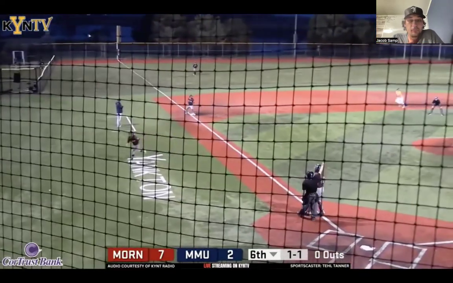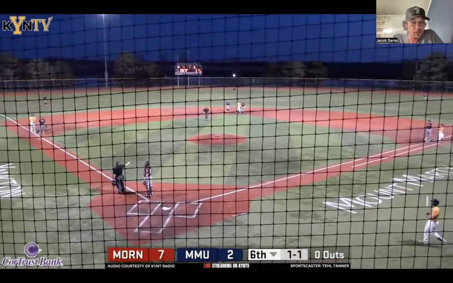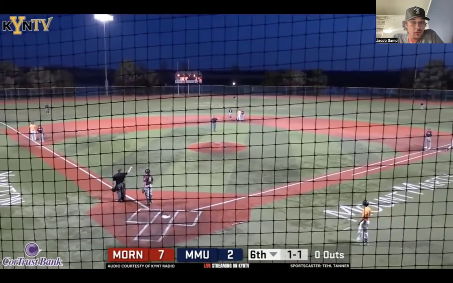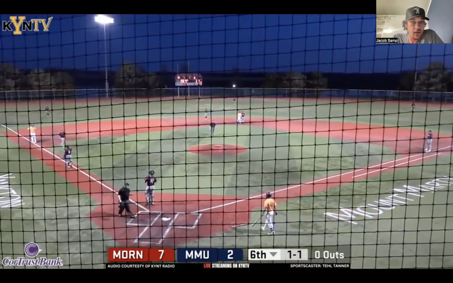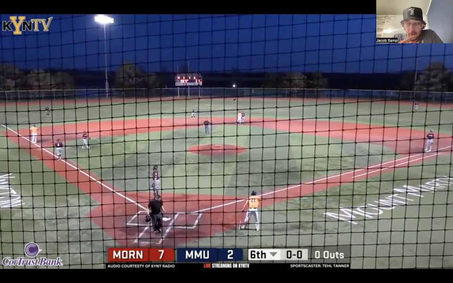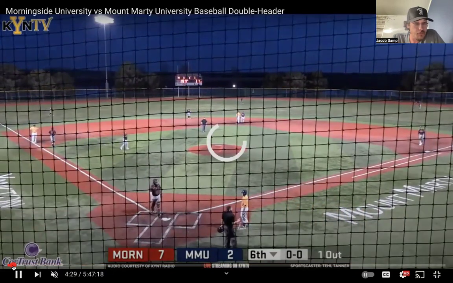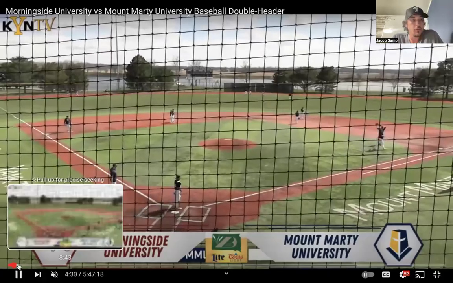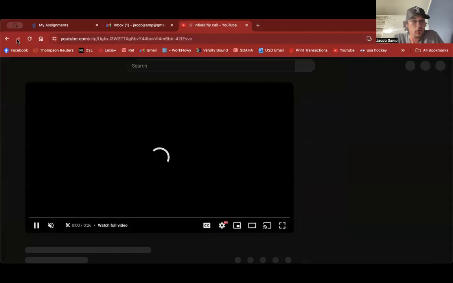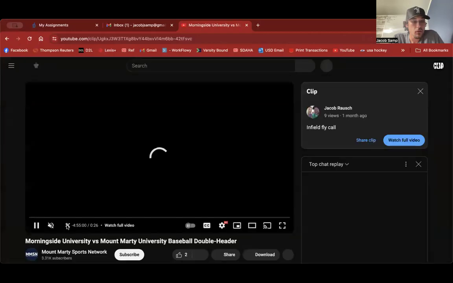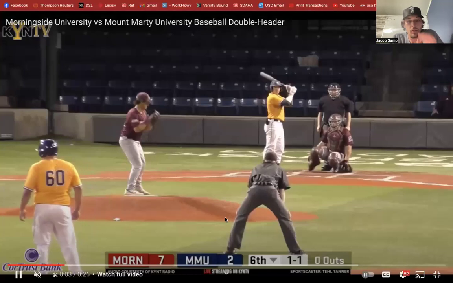And we have infield fly called. Runners advance. Ball was not caught, so they don't have to re-tag. Oh shoot. Whoops. All right. Sorry about that.